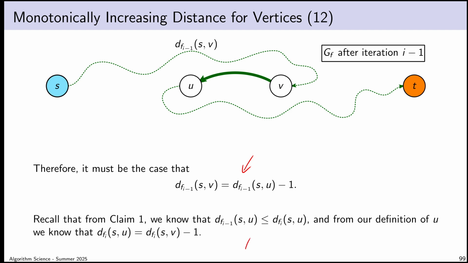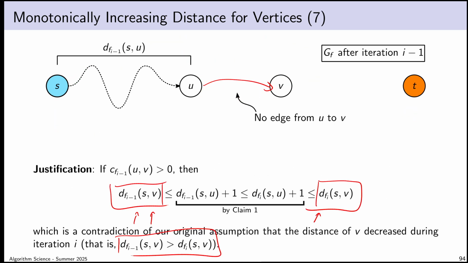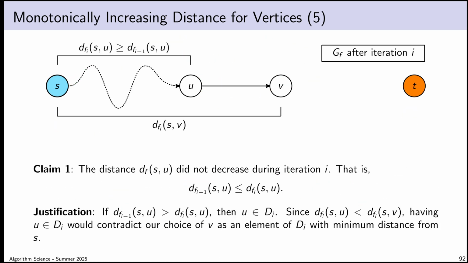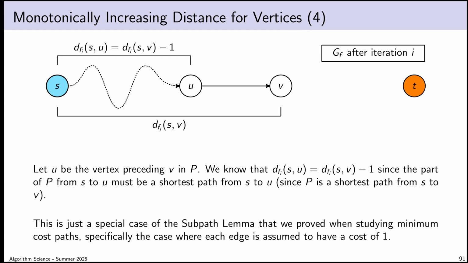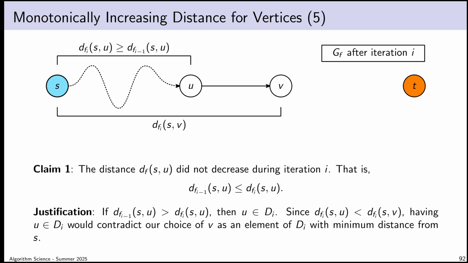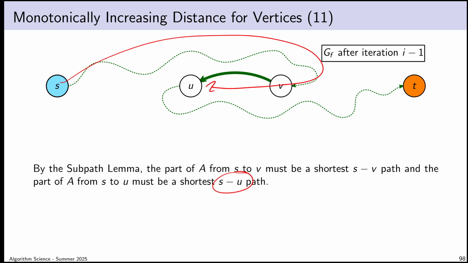Claim 1 tells us that the distance from S to U didn't change between iteration I and iteration I minus 1. So across those two iterations, the distance from S to U did not decrease. Sorry, it could have changed, but it had to have gone up, not down. And finally, from the way that I defined U to begin with, way back on slide 91, I have that the distance in iteration I from S to U is equal to the distance from S to V, all minus 1. So I'm going to put all three of those pieces together.